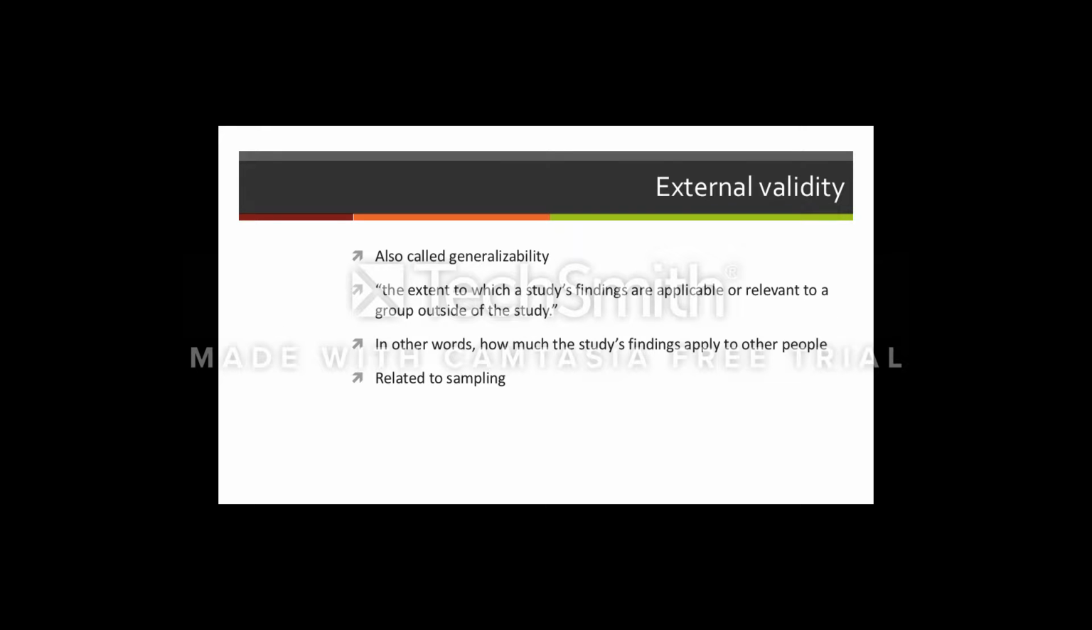Sampling relates to external validity, which we talked about a little bit in the screencast on bias. It's also called generalizability. The technical definition of external validity is the extent to which a study's findings are applicable to or relevant to a group outside of the study. So in other words, this looks at how well the study's findings, what you learned in the study, apply to people outside of the small group of people who participated in the study.